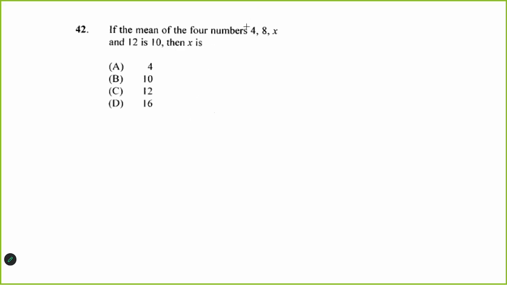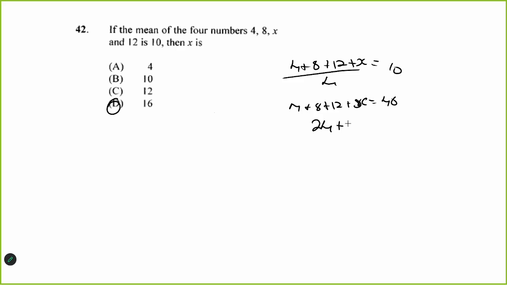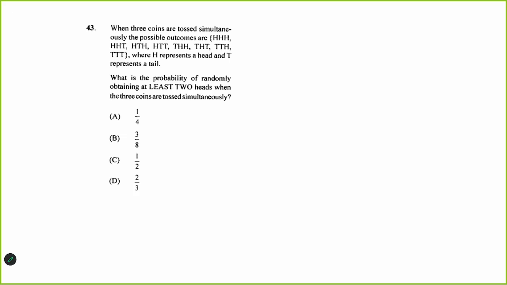This one here, right, this one is going to be 16, because it's not 2x, it is x. So 4 plus 8 plus 12 plus x, divided by 4, is 10. So 4 plus 8 plus 12 plus x is 40. So that's 24 plus x equal to 40. So x is 40 minus 24, which is 16.